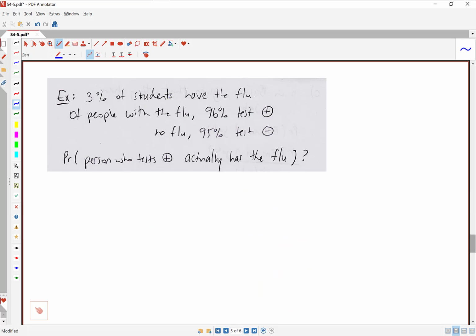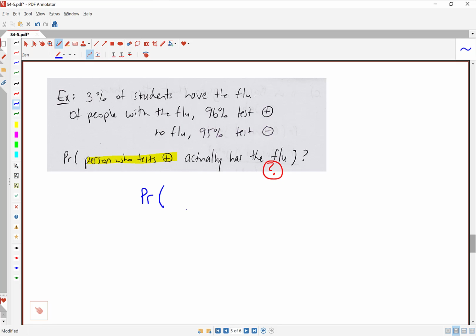So let's say 3% of students have the flu, and then we've got some information about what proportion are going to test positive and negative. The probability we want to calculate is the probability that a person who tests positive actually has the flu. First thing I'm going to do here is write down the probability that we're trying to calculate. So let's write this in symbols. Probability that a person who tests positive, so that's what we know for sure, that they're testing positive. What we wonder about is the probability that they actually have the flu.